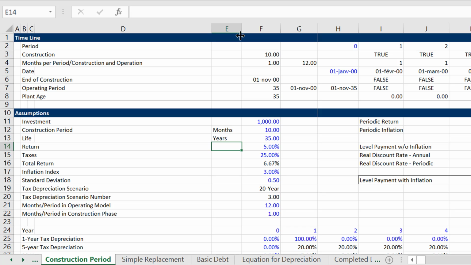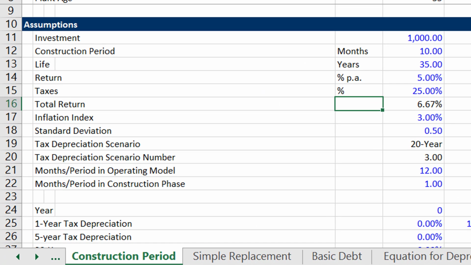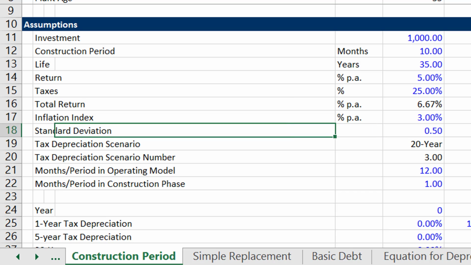Now, and this is a percent P.A., per annum. This is the tax rate, which is just a regular percent. This is a percent P.A., per annum. The inflation rate is per annum. So we're going to have to adjust all these things, okay?